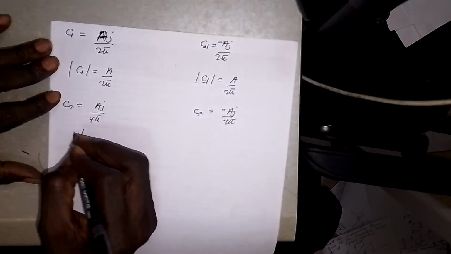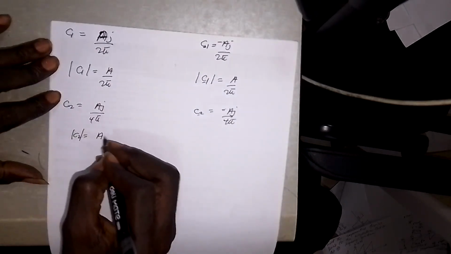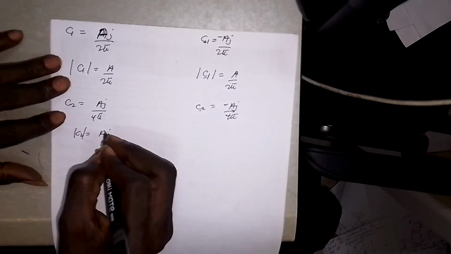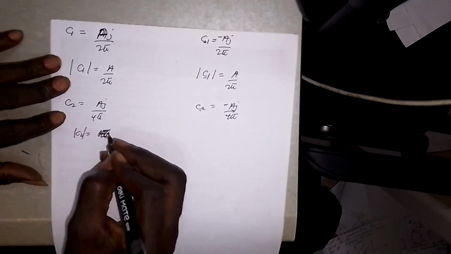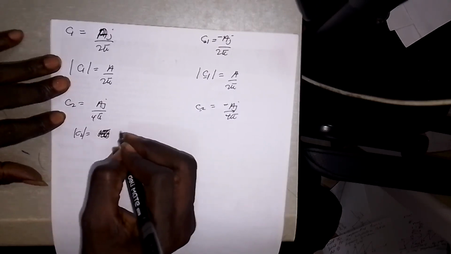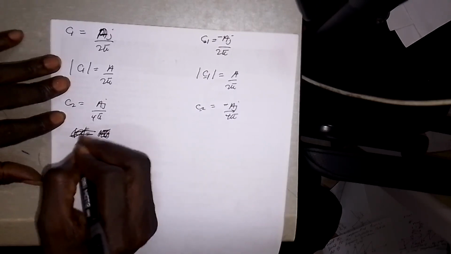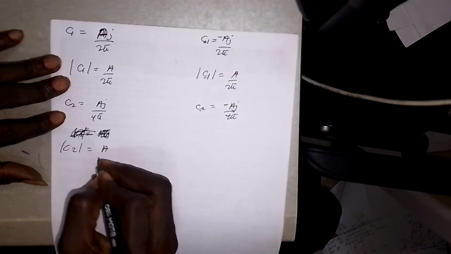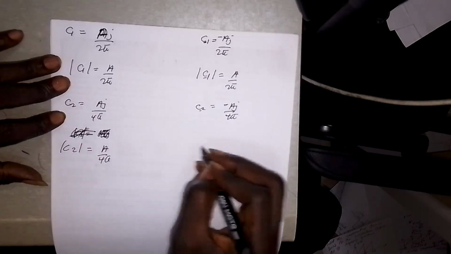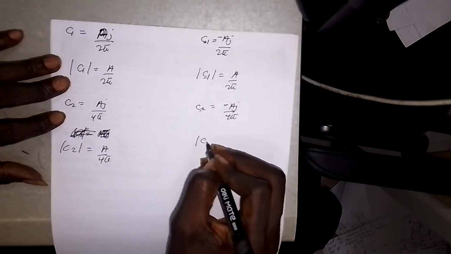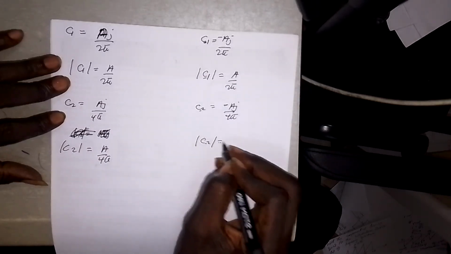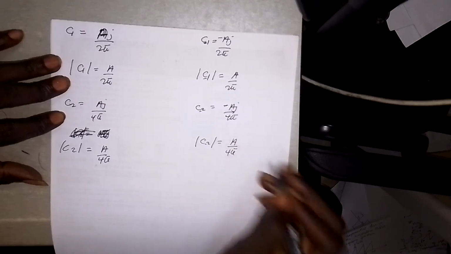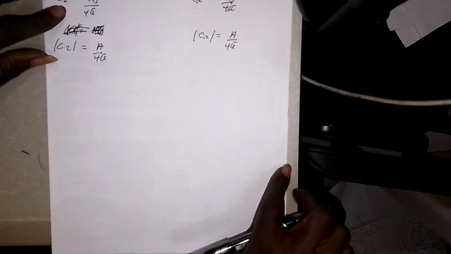So mod C2 is going to be A over 4 pi. And then mod C2 minus is going to be A over 4 pi. Okay, so this is how it's going to be.